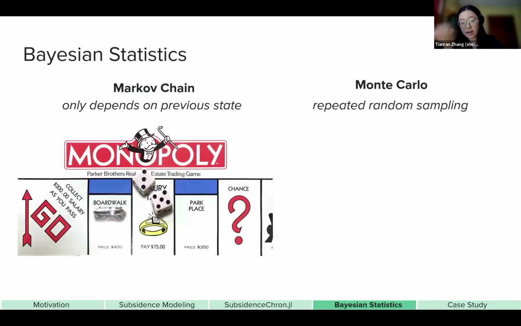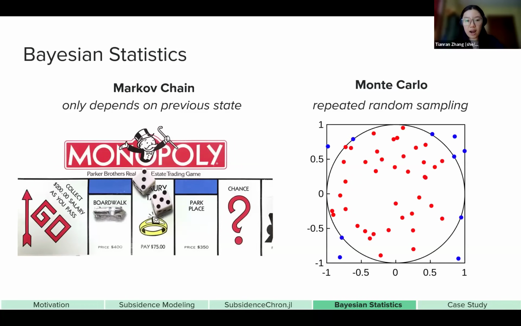The example I will give is the game of Monopoly, where where you are at a given moment is determined by your previous position on the board and the number that you roll on the die. The Monte Carlo part of this algorithm just means repeated random sampling. For example, if you don't know the area of a circle, you can figure it out by randomly picking points in the square and counting the number of times that you land in the circle versus the number of times that you don't. That gets you the area of the circle through this repeated random sampling process.